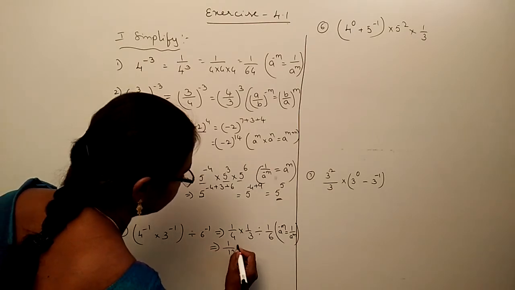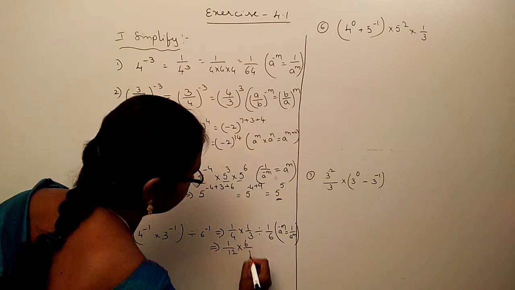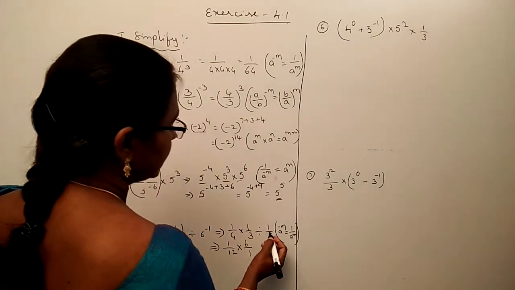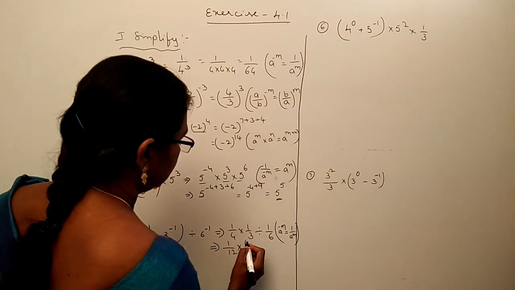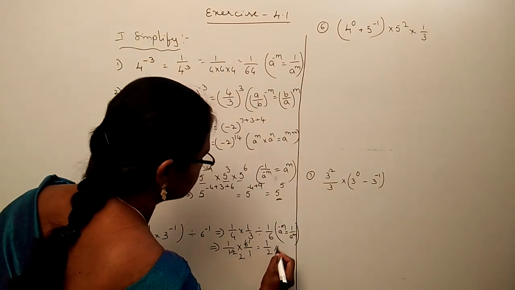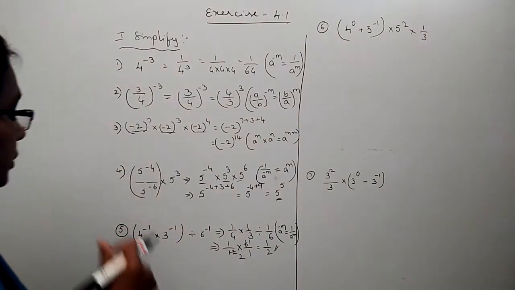Now, how to write? 1 by 12 into 6 by 1. When the division will change as multiplication, we have to write the inverse. Then 6 by 1. 6 1s are 6, 6 2s are 12, then 1 by 2. What is the answer? Simplification of.